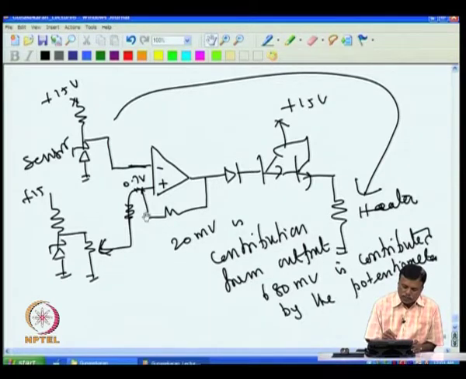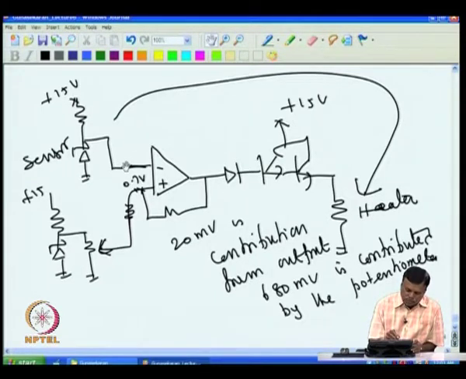Now, what happens is, initially when the room temperature is low, that is when the oven temperature is low, then this will be high and you get 0.7 here, but the moment it is heating, after some time you find that this voltage is going up.